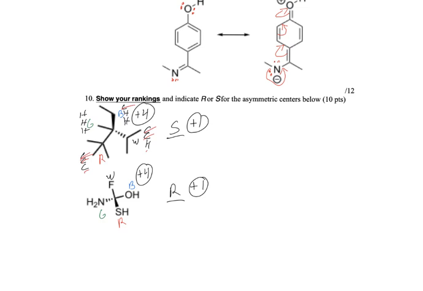Once you do that, you should have the rankings correct, and you use your model to make sure that this is an S, right? You grab the green ball, turn it towards you: red, white, blue. So it's counterclockwise. Same thing down here.